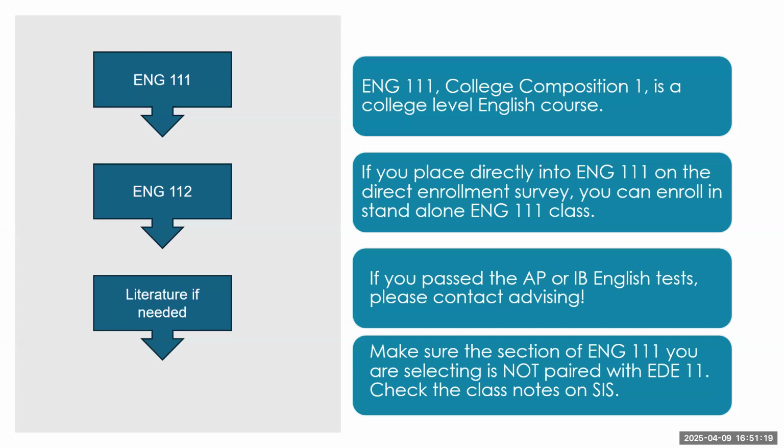When we talk about English 111, that's your first college composition course, but then after that, in the following semester, you're likely going to take English 112, and then many students will end up taking a literature course as well. If you pass the AP or IB English tests, make sure you contact advising because this may mean that your path starts a little bit lower. Maybe you start with English 112 and then move down from there. So you may not need English 111.